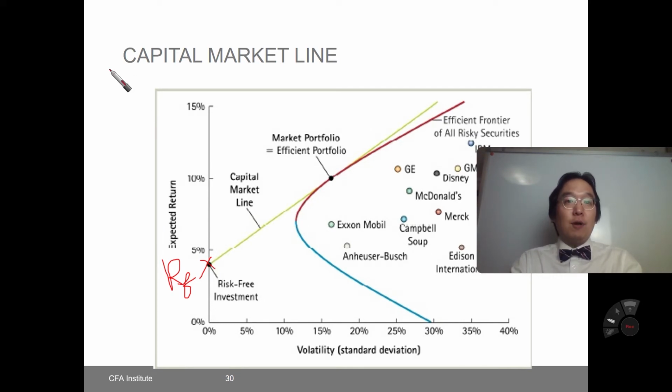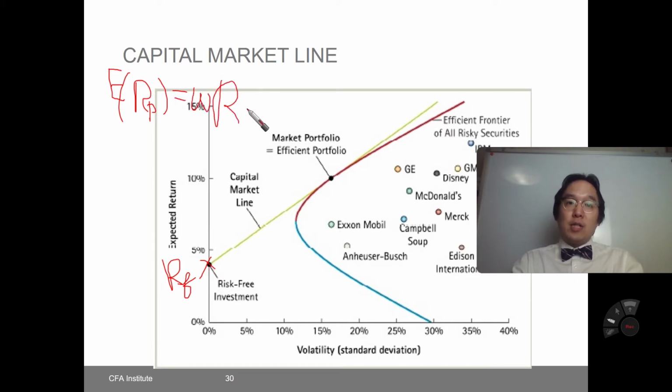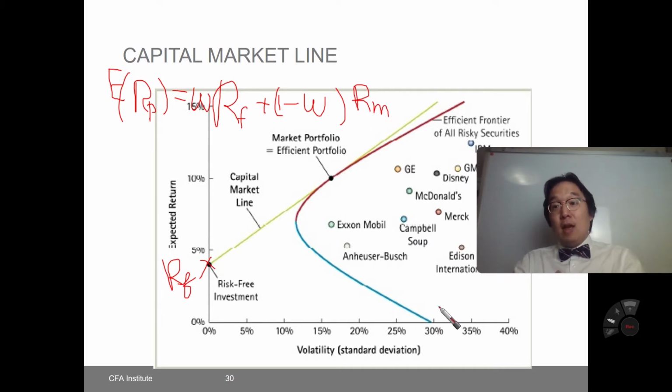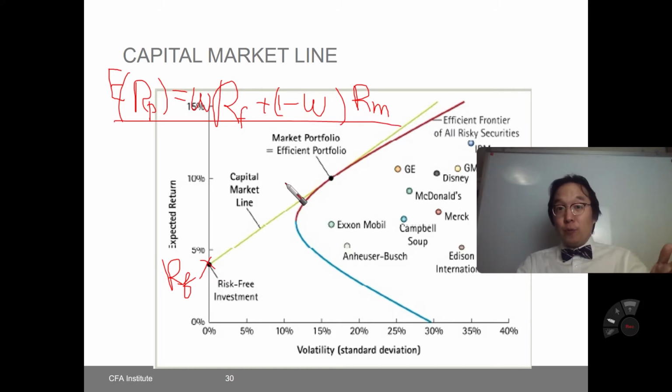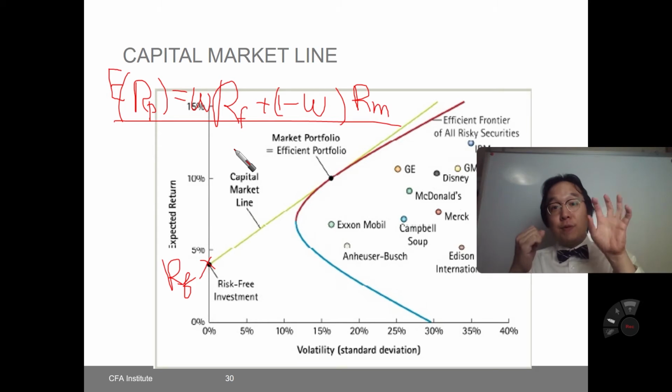But the thing is, the expected return of your portfolio, let's say over here, will be a linear combination of your expected return on the risk-free asset, RF, and 1 minus W of, I will call it RM, the market portfolio. That market portfolio has to be on the efficient frontier. It could be anywhere, but once you fix your risk-free return, you can think about a straight line relation, because the expected return of your portfolio should be a straight line combination between the risk-free return and the market portfolio return.